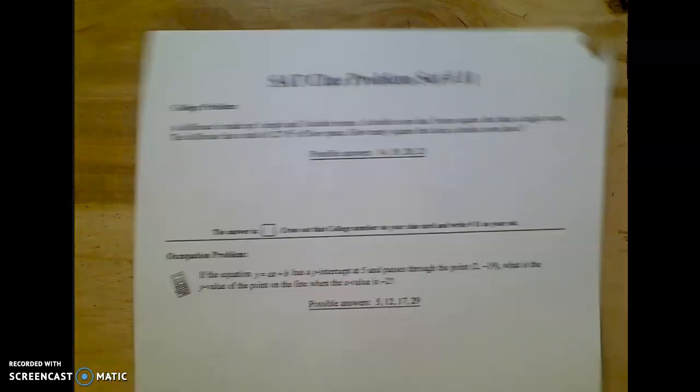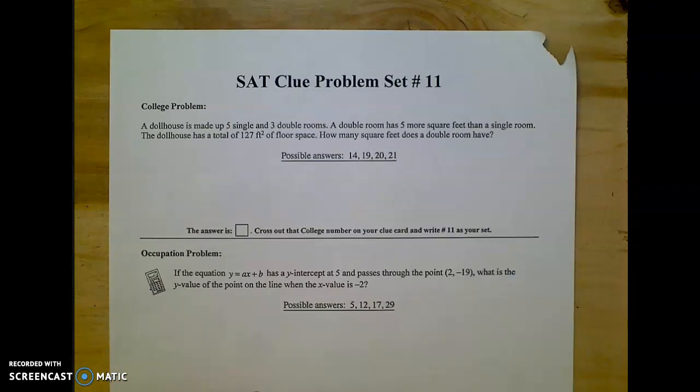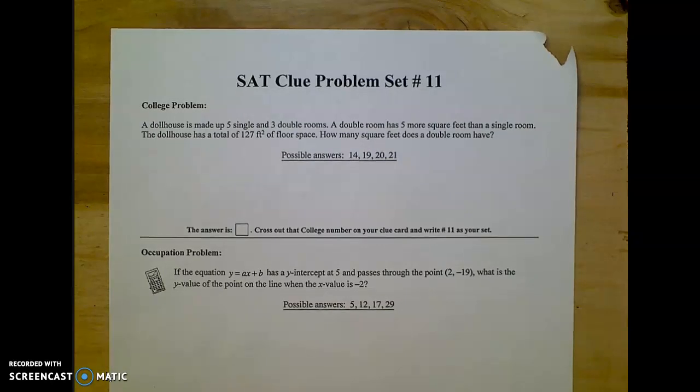Okay, last but not least, set 11. So a dollhouse is made up of 5 single and 3 double rooms. A double room has 5 more square feet than a single room. The dollhouse has a total of 127 square feet of floor space. How many square feet does a double room have?